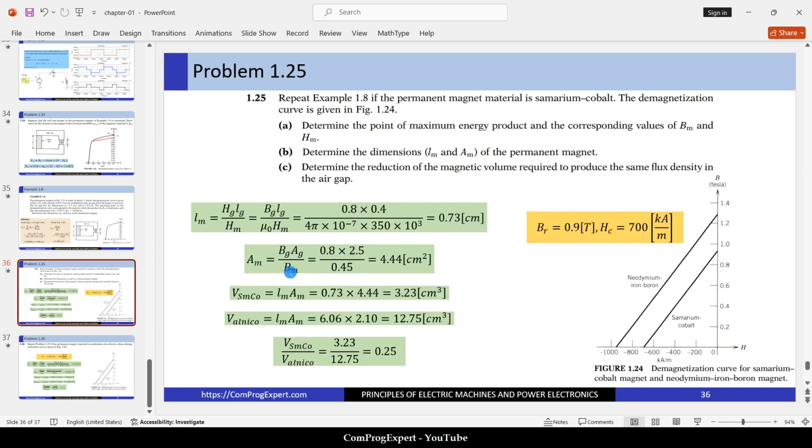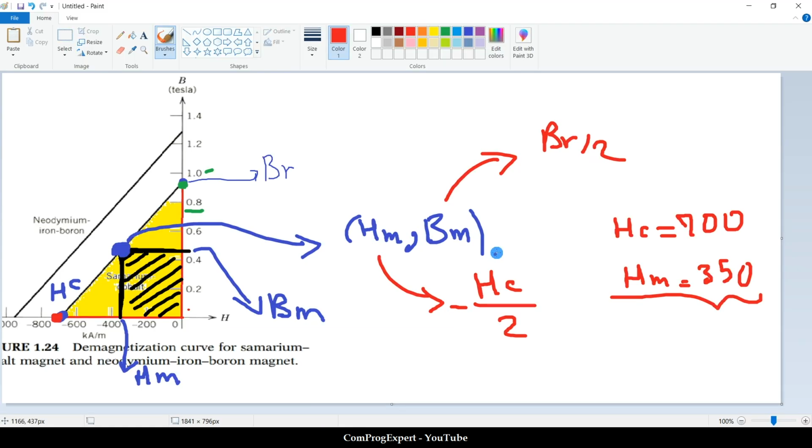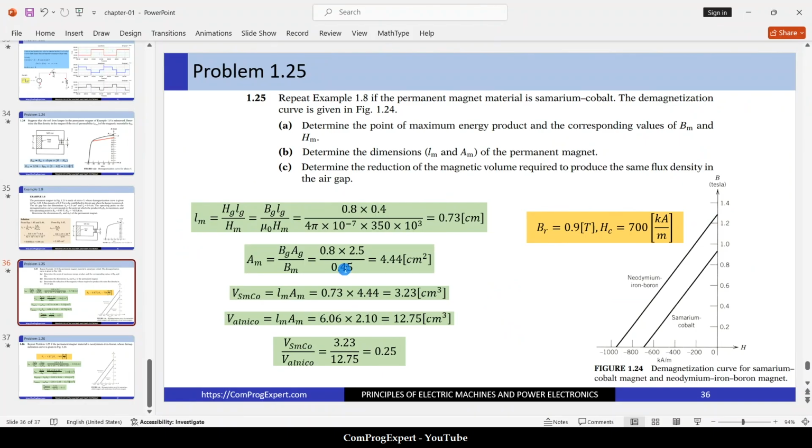And what is the value of the BM? Is the remanent flux BR divided by 2. We consider Br equal to 0.9 divided by 2 is 0.45. So if you replace this number here, the cross-sectional area of the magnet will be equal to 4.44.